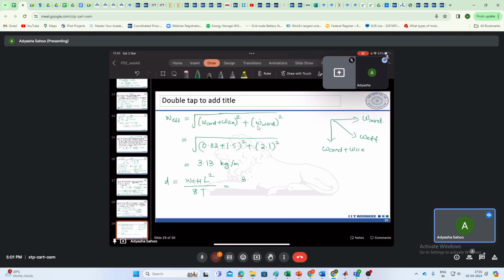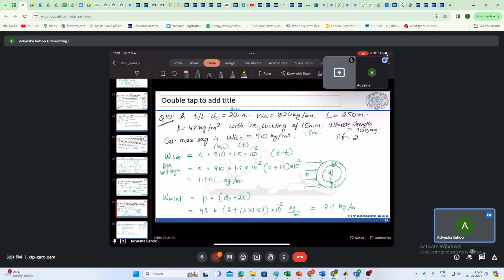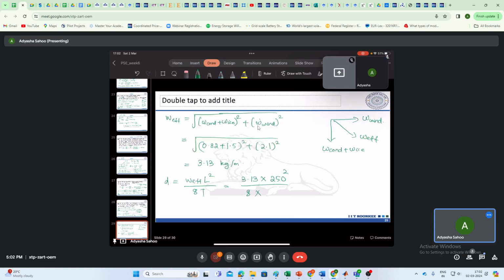So 3.13, L is 250. Your tension is, so from here tension will be 3500 kg. Sag will come out nearly as 6.99 meters.